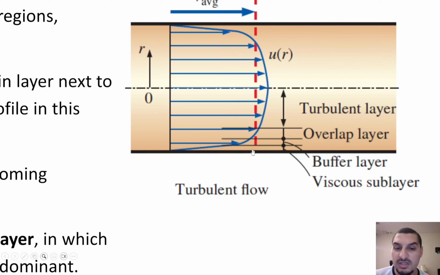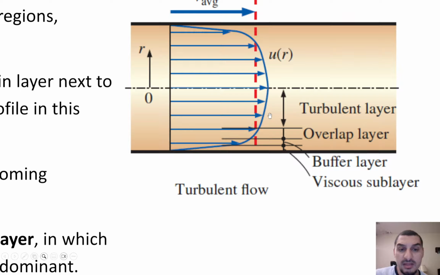So the friction is affecting this layer directly, and that's why you'd see the velocity profile here is a linear profile, as it looks in the laminar flow. So you can consider this viscous sublayer as a laminar layer. It's 100% affected by the viscous forces.